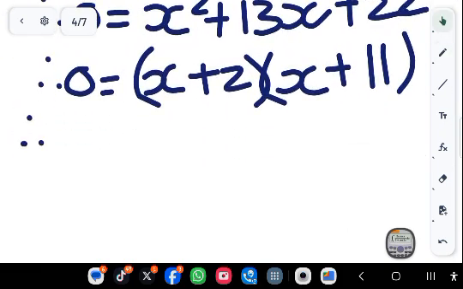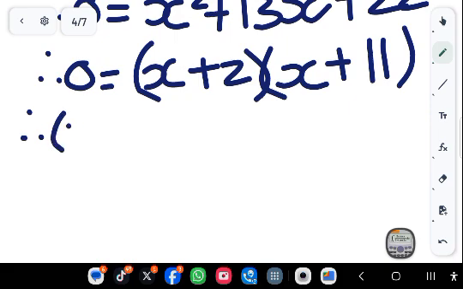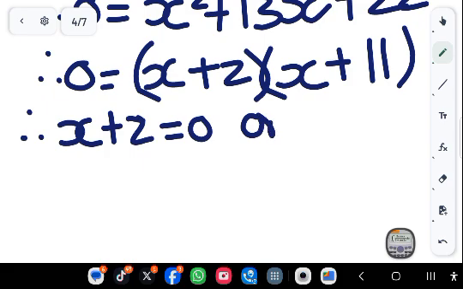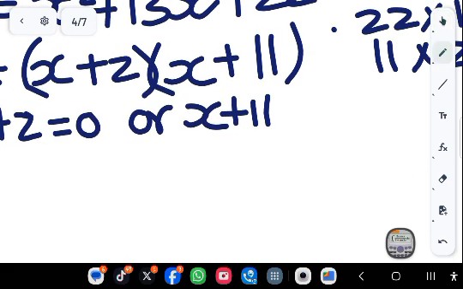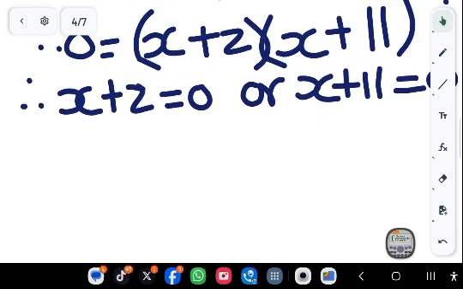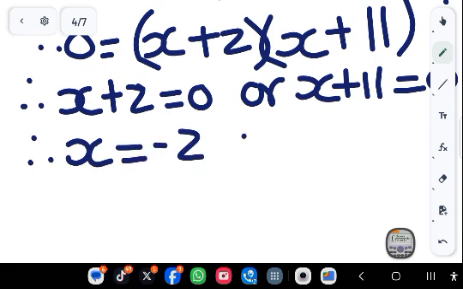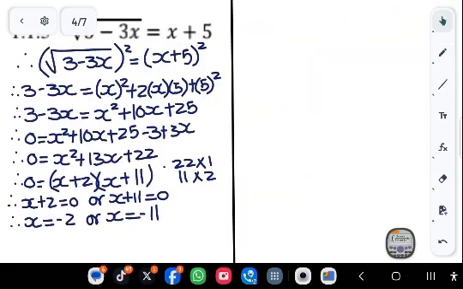Now we equate each one of the factors. x plus 2 equals 0, or x plus 11 equals 0. And now x equals negative 2 or x equals negative 11.